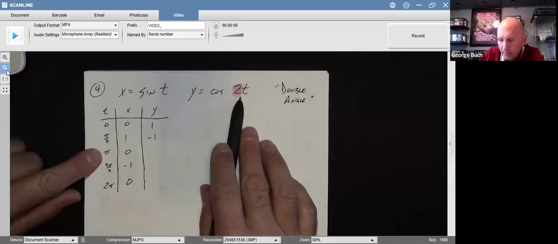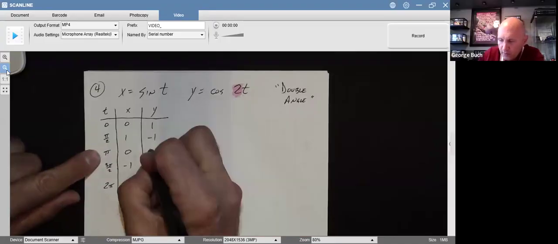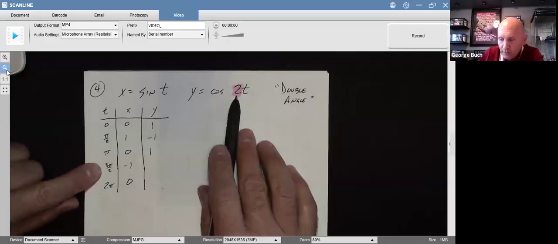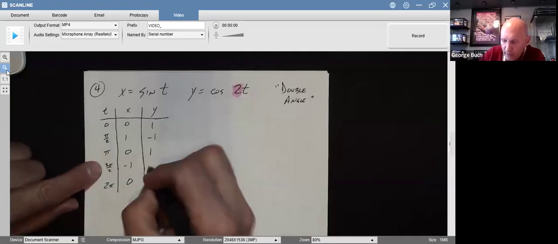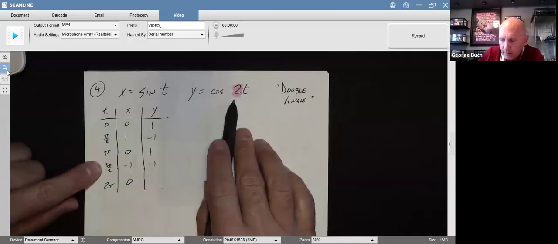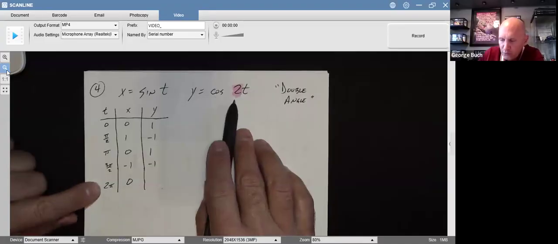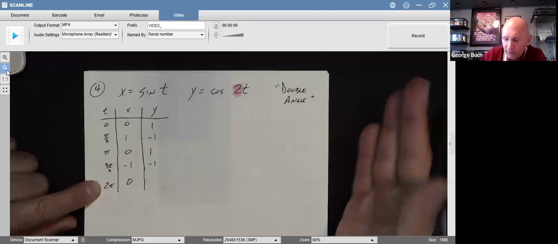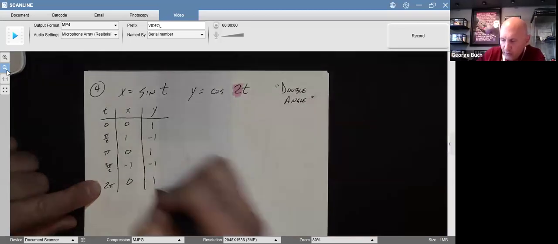Plug in pi. 2 times pi. Cosine of 2 pi is 1. 3 pi over 2. Well, again, the 2's cancel out, so I'm left with 3 pi. Cosine of 3 pi is negative 1. And then lastly, 2 pi. 2 times 2 pi is 4 pi. Cosine of 4 pi, that's the right side of the unit circle, so that's positive 1.